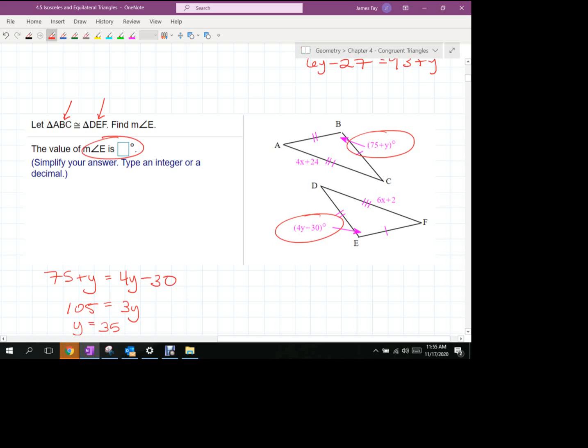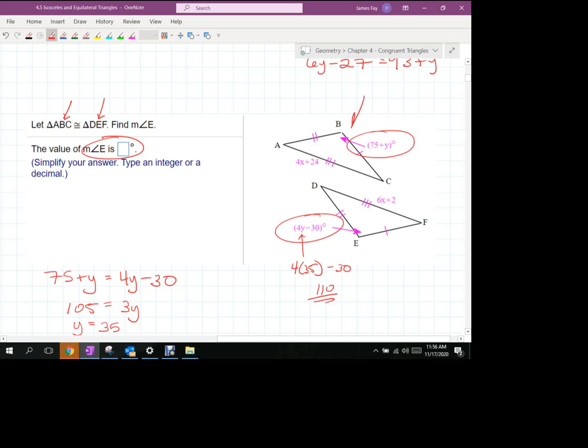They ask for angle E. So I come back up here and I say, okay, well, 35 needs to go there for that Y. And then subtract 30 from it. So 4 times 35 is, what, 140? And then minus 30 should be 110. So that angle will be 110. Does that kind of make sense?